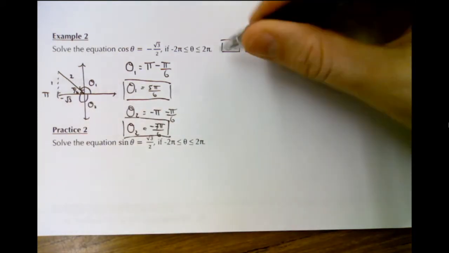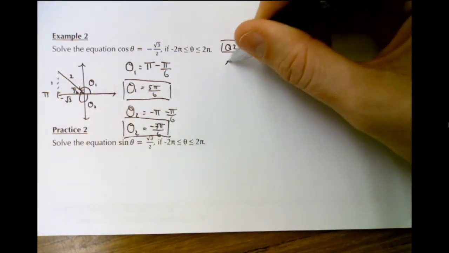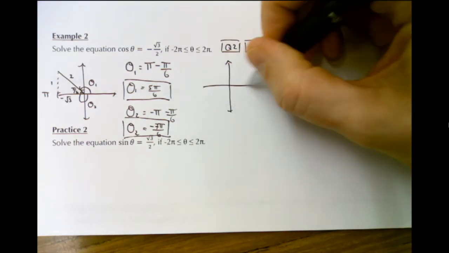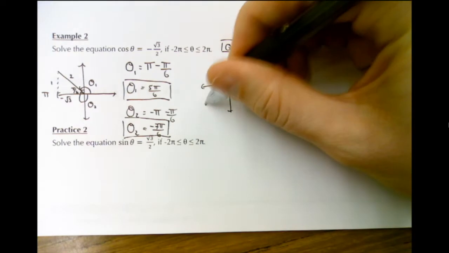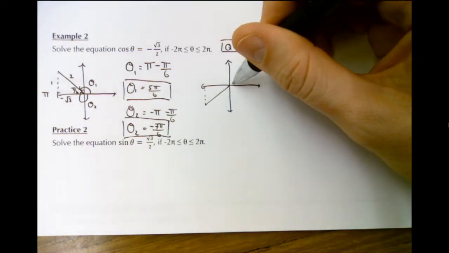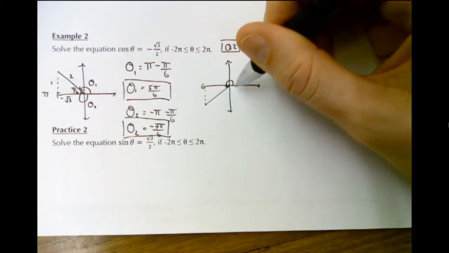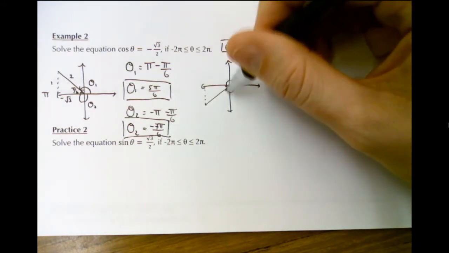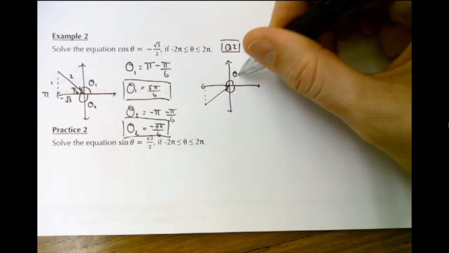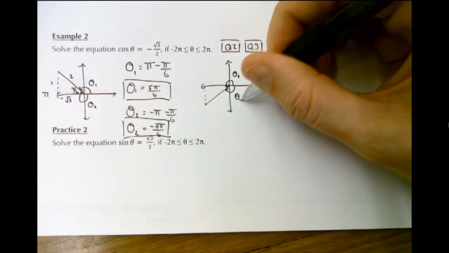To get our answers from quadrant 3, we do it pretty much the same way. Draw your terminal arm in quadrant 3. We can get there by rotating clockwise or counterclockwise. We'll call this theta 3, and we'll call this one theta 4.